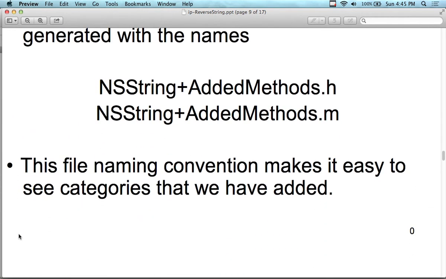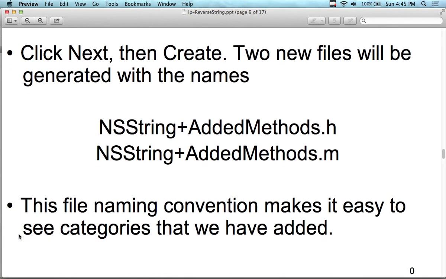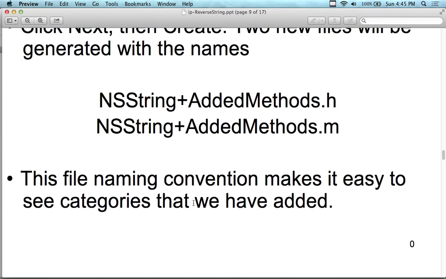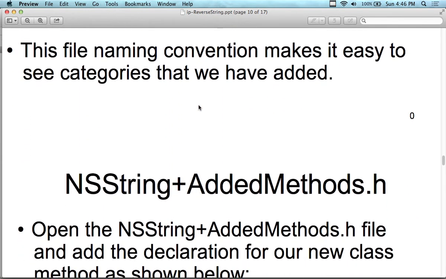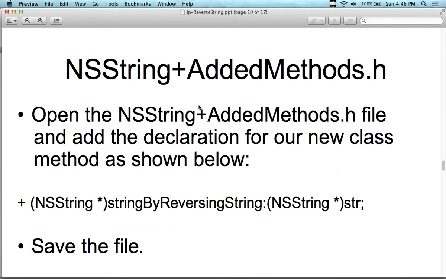So we click on next when we create it. We have these two files, which you just saw live, actually. These files' naming convention makes it easy to see the categories that we've added: NSString plus these added methods. Why I did it this way, I have no idea. Well, it's kind of explicitly saying that you've added this to NSString.